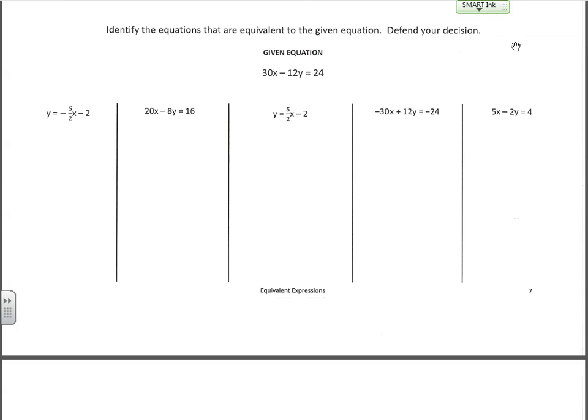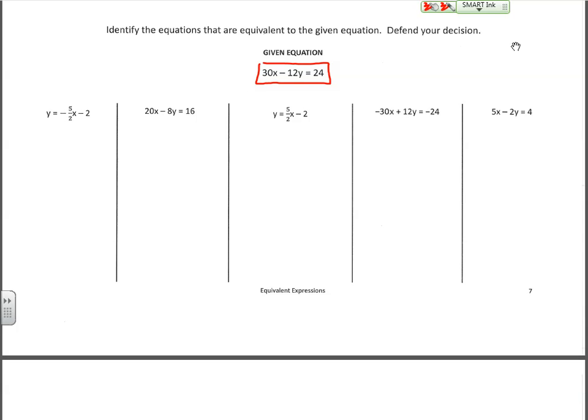Equivalent equation. So the given equation, 30x minus 12y equals 24. This being an equation with an x and a y variable, your process is going to be similar to what you did in the previous packets, where you solved for x, and then you saw if that x was a solution to the other equations given. If it was an equivalent equation. If it was not a solution, then it wasn't.